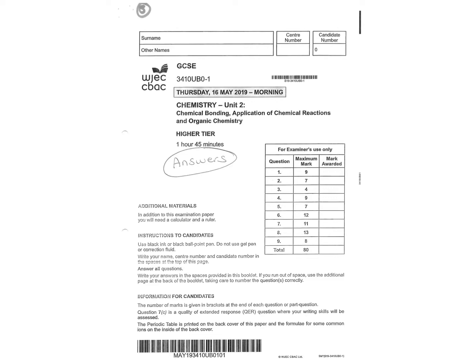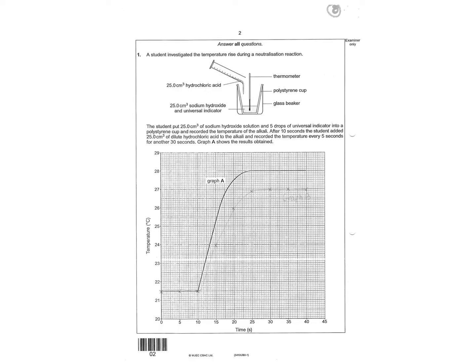So this is the 2019 Chemistry Year 11 Triple Award paper. The first question will be asking you to plot a graph. You can see it nicely laid out there and labelled graph B. It then asks you to work out the maximum temperature rise.